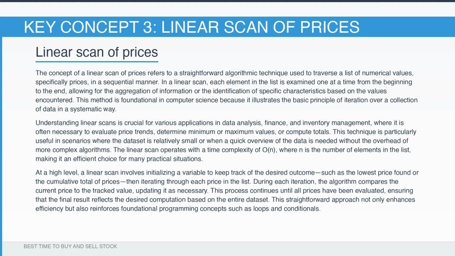In a linear scan, we keep track of important information, like the lowest price or the total of all prices, by comparing each price to what we've already noted. This method operates efficiently with a time complexity of O(n), meaning that if we have n prices, we'll look at each one just once. This technique is particularly useful in various fields like finance, where understanding price trends is crucial.